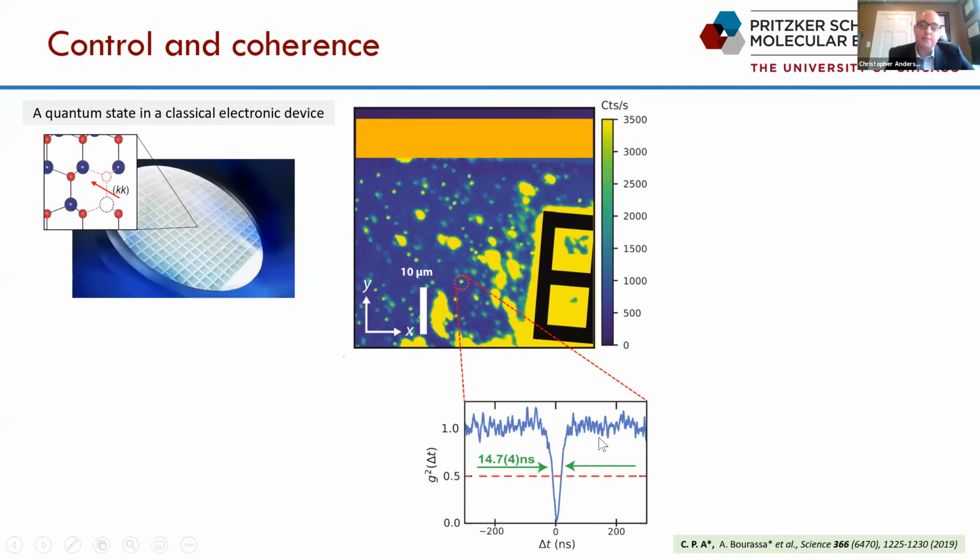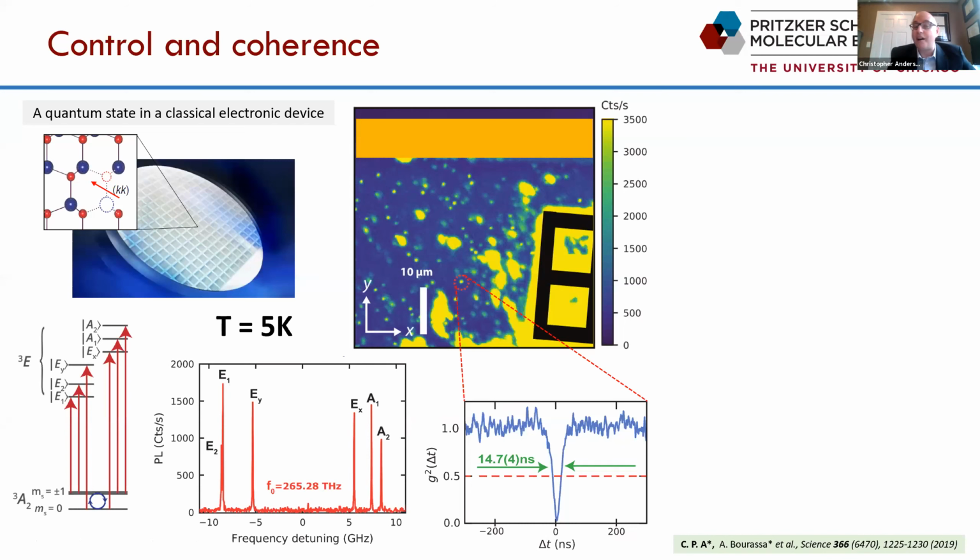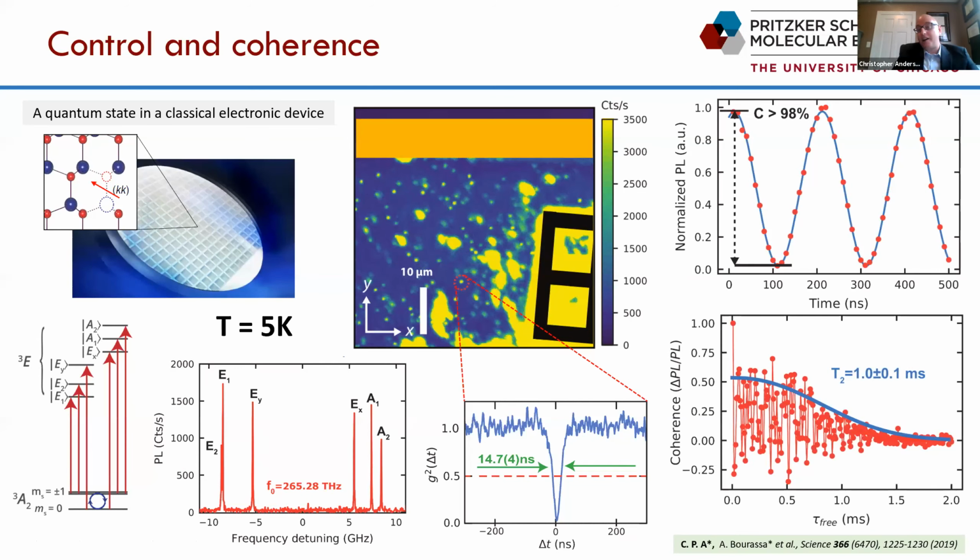We have good single photon emitters. We can cool the system down to low temperature. As I mentioned before, we have our spin selective optical transitions in the near infrared. We can use those to polarize and read out our spin states, where here you see high contrast Rabi oscillations in this device and about a millisecond long coherences, all in this commercial electrical device that we just bought from a company.